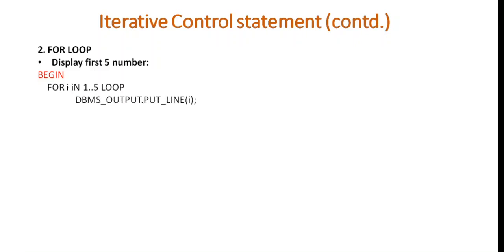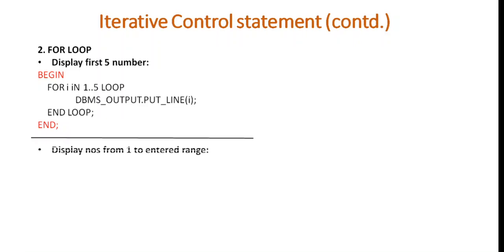Now inside the body of the loop we have the statement DBMS_OUTPUT.PUT_LINE(I), that is, we are printing the value of I within the given range, that is from 1 to 5. Then END LOOP and END. So this is a simple FOR loop, the syntax of the FOR loop in PL/SQL for printing the first 5 numbers.